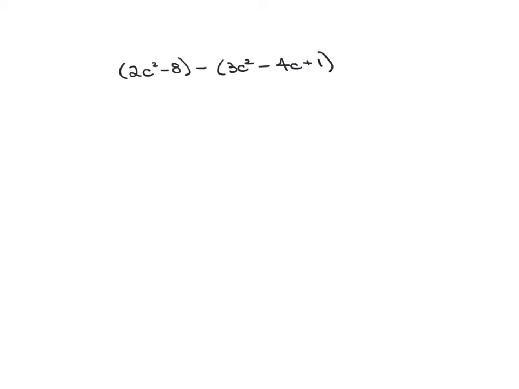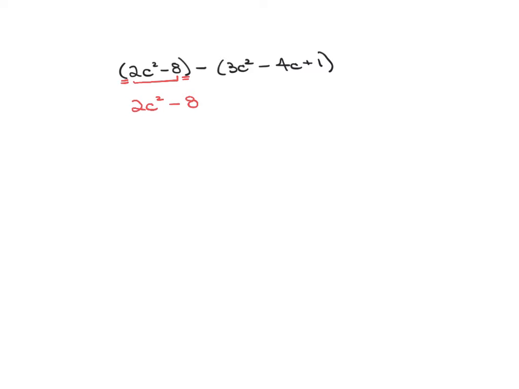First off, let's think a little bit about the parentheses and what their purpose is. The first set of parentheses is just used for clarification, so that we treat this as a single binomial. We don't really need those parentheses. That's equivalent to just saying 2c squared minus 8.